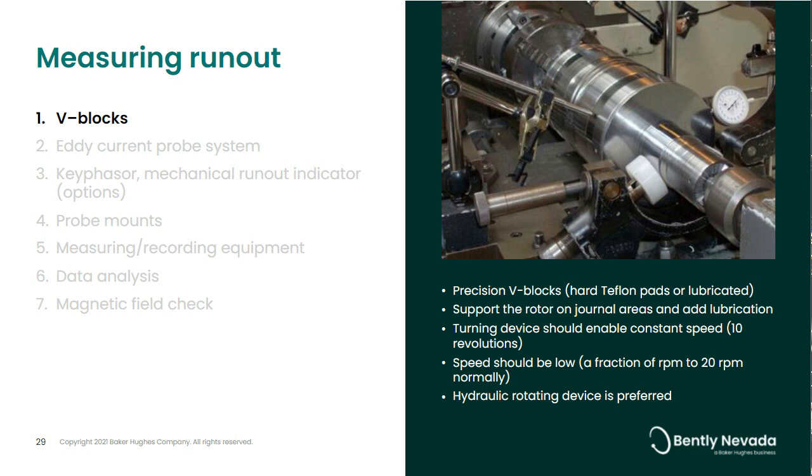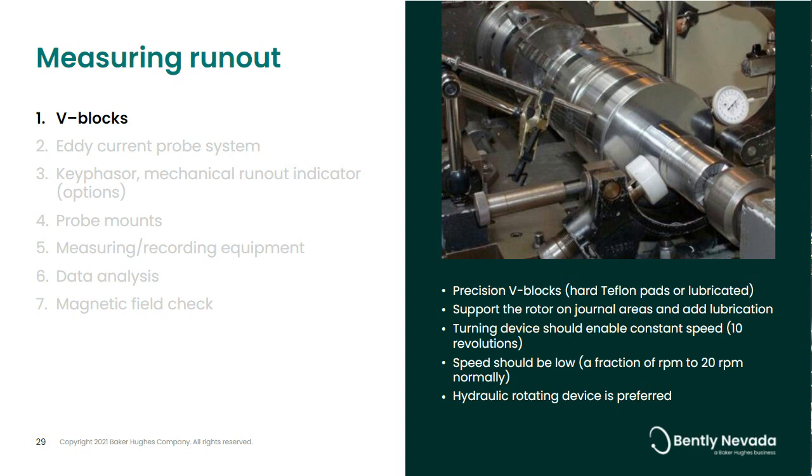You want to be able to support the rotor on the journal areas and add lubrication. You don't want to support the rotor in the probe track, as that can induce some noise and can induce other sort of defects in there. So make sure that you're supporting it on the journal areas. And if possible, turning the device should enable a constant speed for about 10 revolutions. So if you're doing digital or electronic data gathering, it's nice to be able to have a couple of revolutions that way. The other way to take measurements is to have the shaft turned at specific increments.